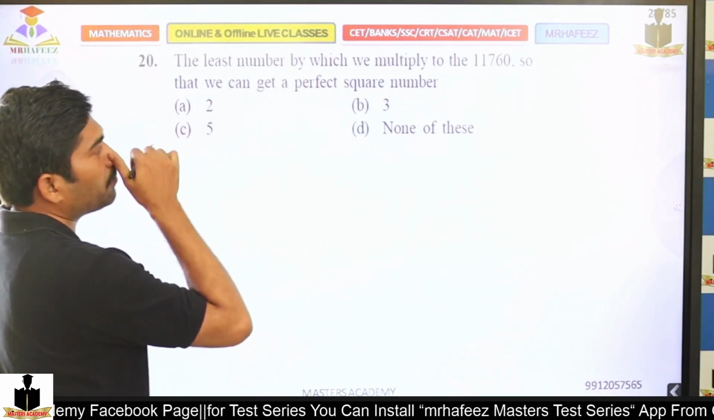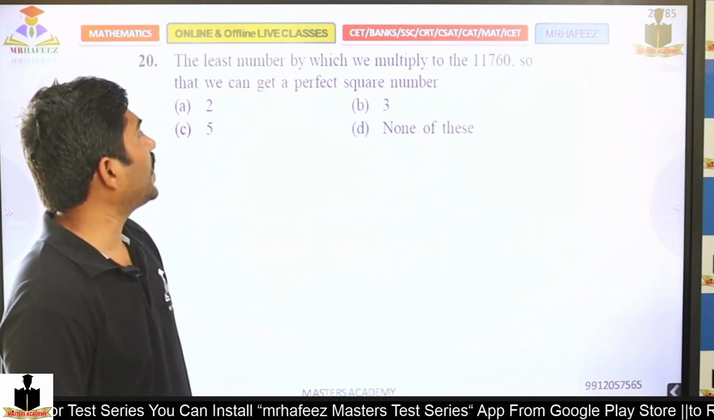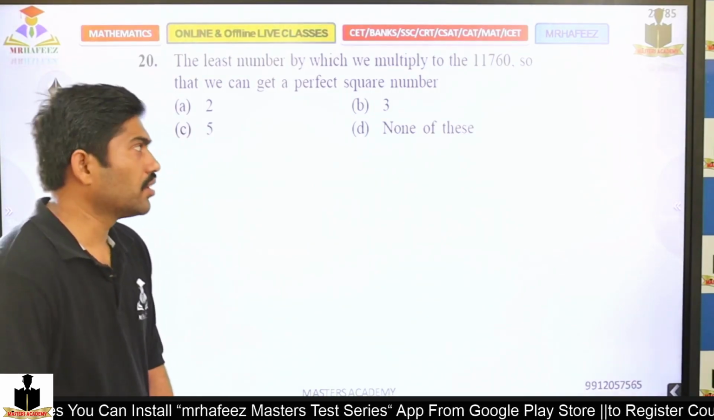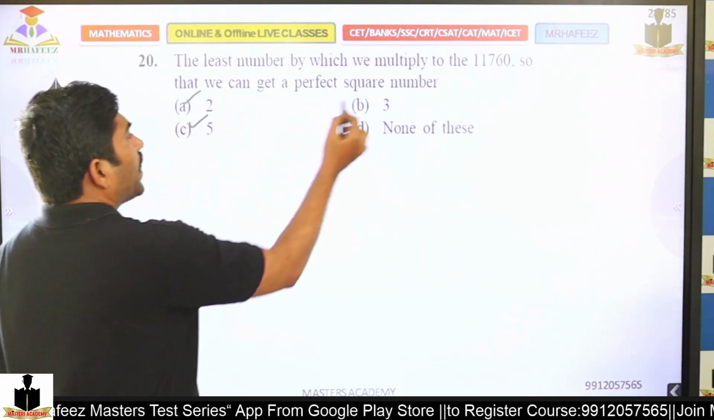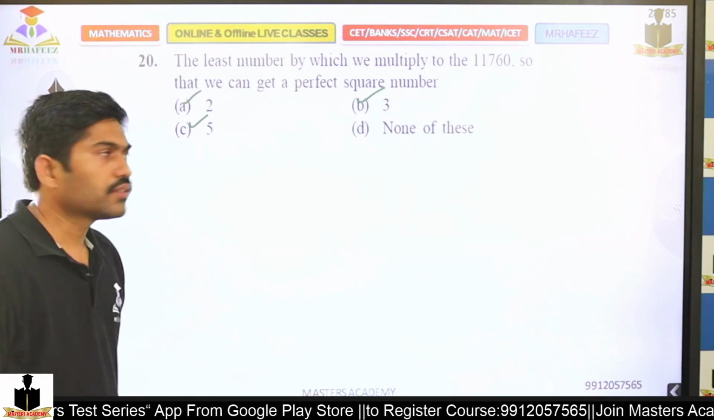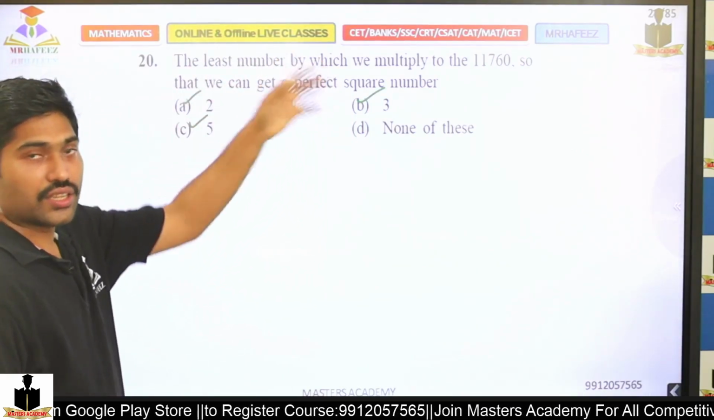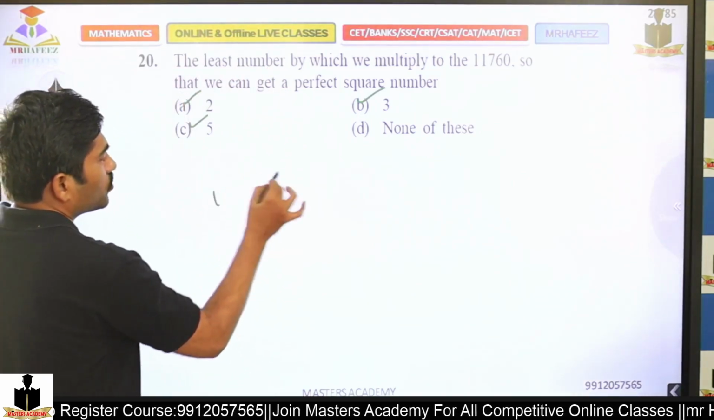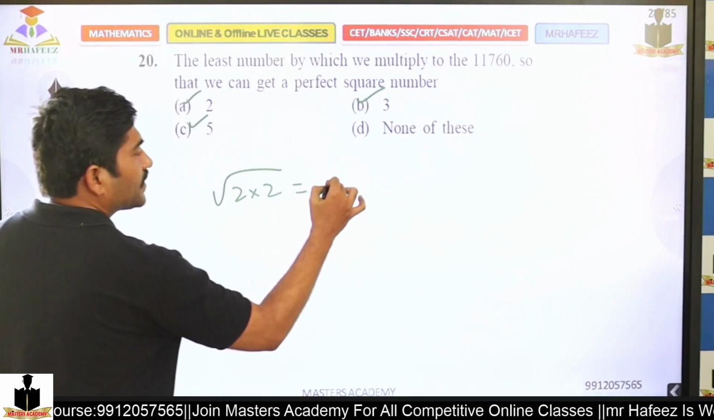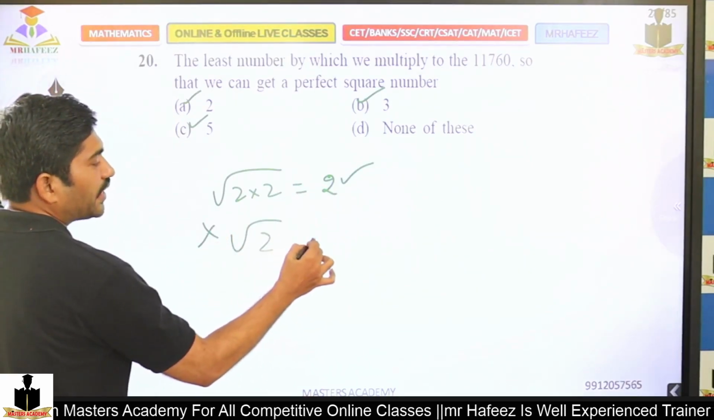The least number by which we multiply 11760 so that we can get a perfect square. Based on a perfect square, the options are 2, 5, 3. Suppose if it is 2, the 2 should be left over. If it is 3, 3 should be left over. 5 should be left over. That means the square root of 2 into 2, definitely it's a 2. If it is root 2, then I should multiply with 2.